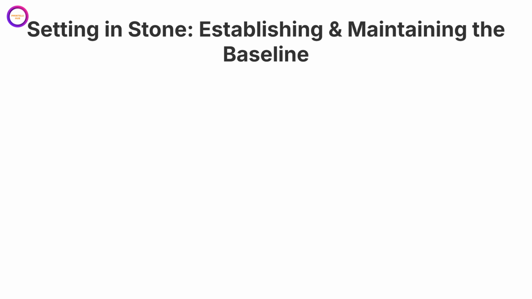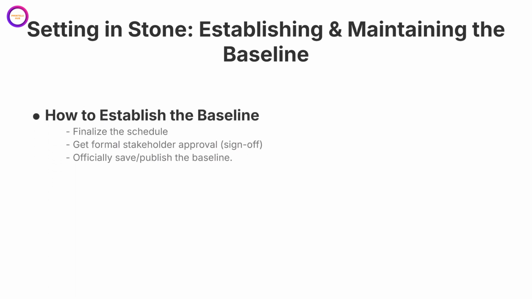First, let's look at how to establish the baseline. It's a clear 3-step process. Step 1. Finalize the schedule. This means all your planning work is done. Your tasks are defined, dependencies are mapped, durations are estimated, and you have a complete schedule you're confident in.